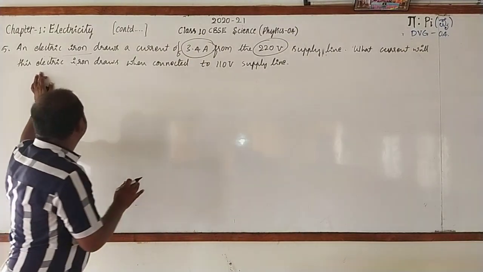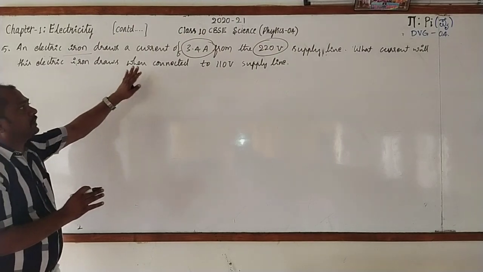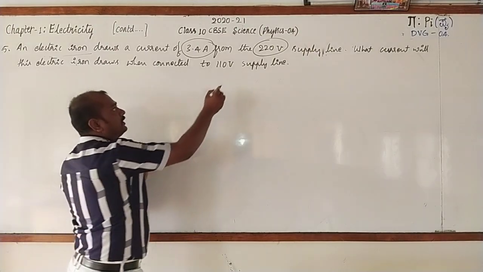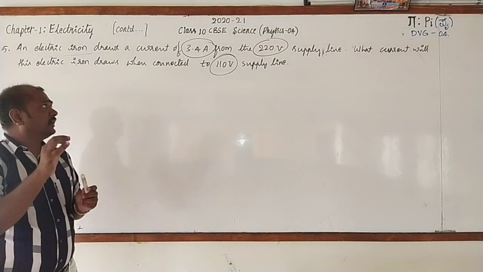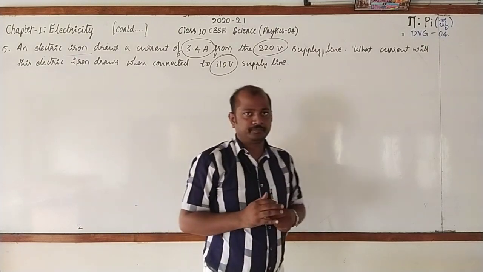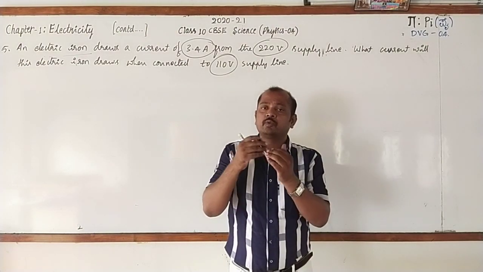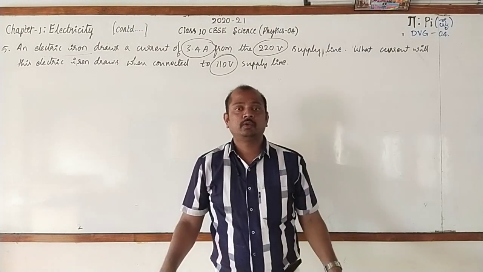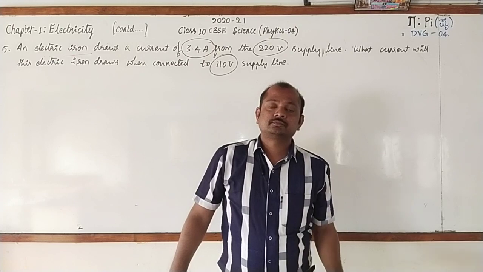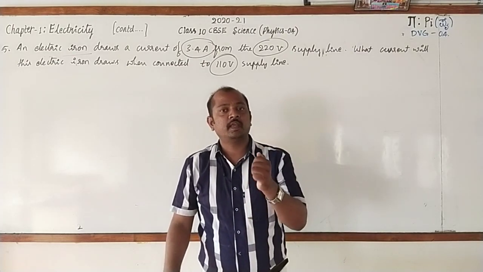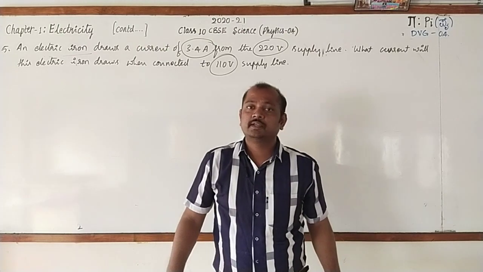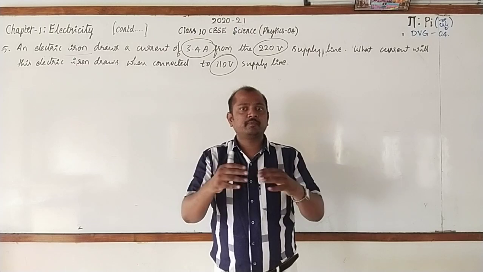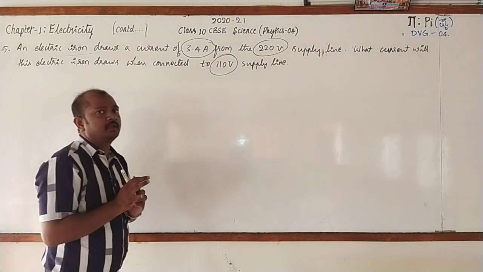What current will this electric iron draw when connected to a 110 volt supply line? Got it? Whatever electric iron we are taking, when you connect it to either a 220 volt line or a 110 volt line, which physical quantity will be the same? Yes, you are right. It is electric resistance. So it has the same electric resistance. Voltage may be different, current may be different, but the resistance will be the same.